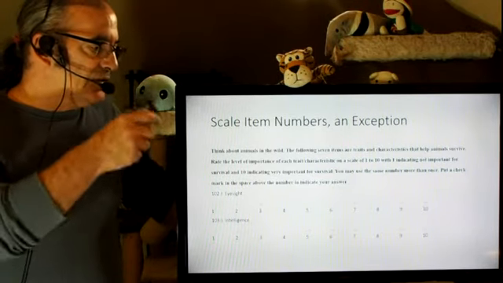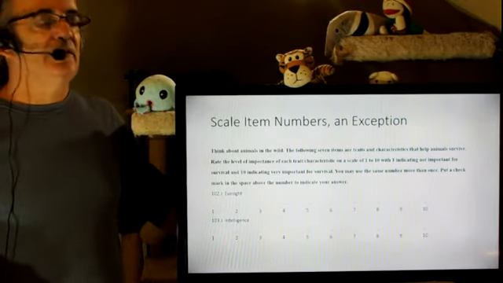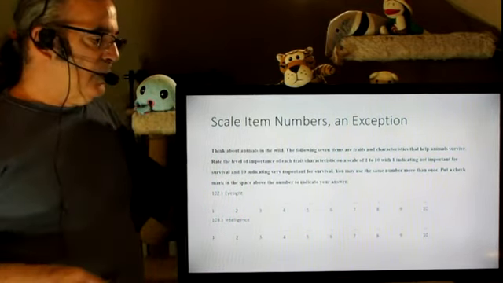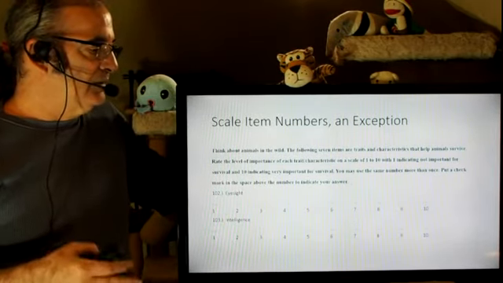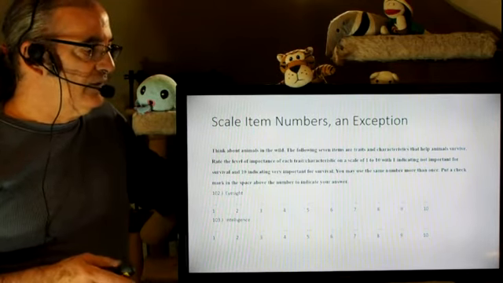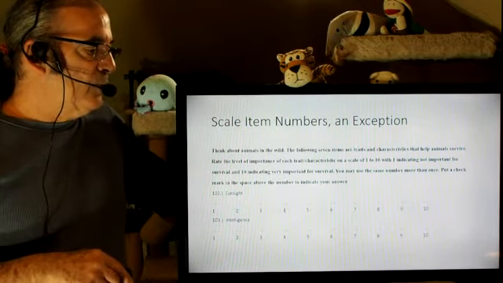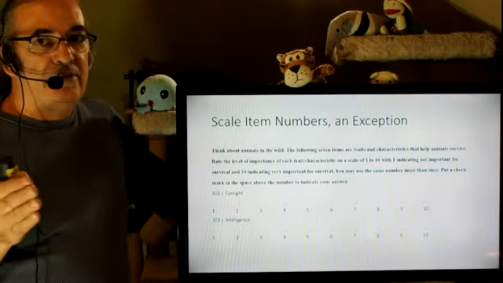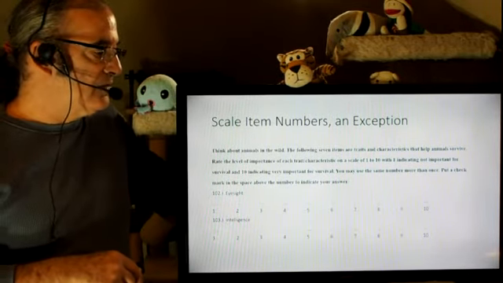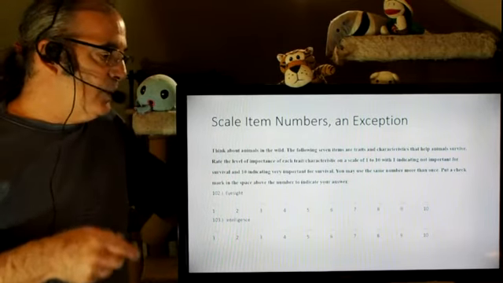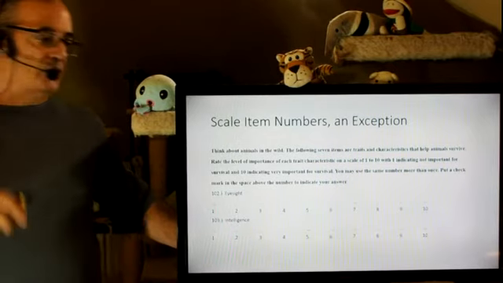And now, scale items. There are exceptions, right? Especially when we think in terms of a 1 to 10 scale. This is, think about animals in the wild. The following 7 items are traits and characteristics that help animals survive. Rate the level of importance of each trait or characteristic on a scale of 1 to 10, with 1 indicating not important for survival, 10 indicating very important for survival. Notice the 1 through 10 scale fits well here. Put a check mark in the space above each number to indicate your answer. So how important is eyesight? How important is intelligence, etc.? So I just wanted to show you that scale numbers are sometimes appropriate.